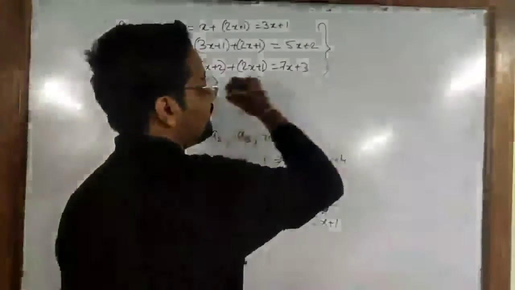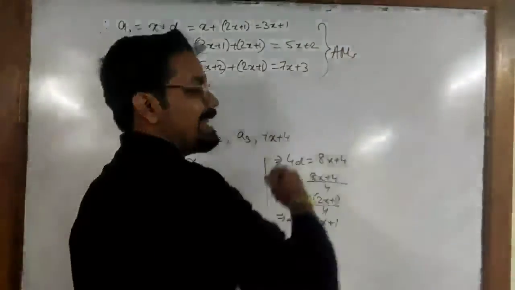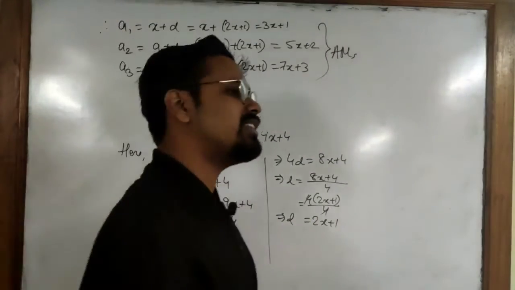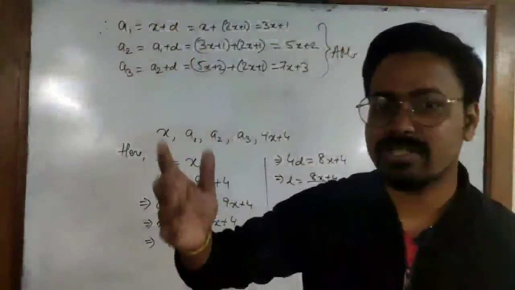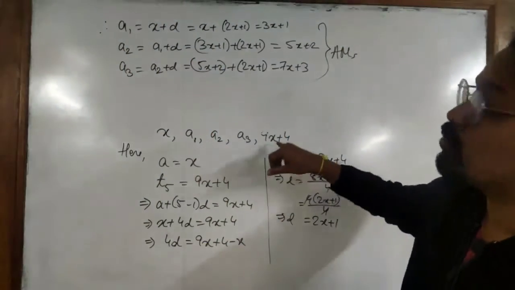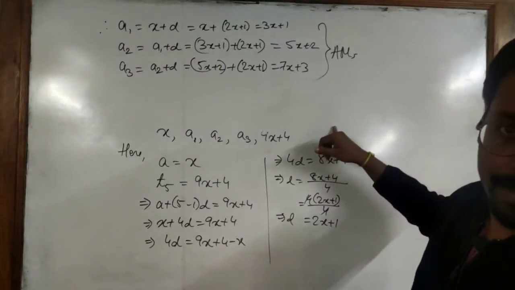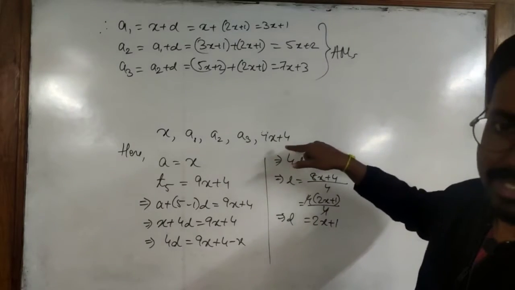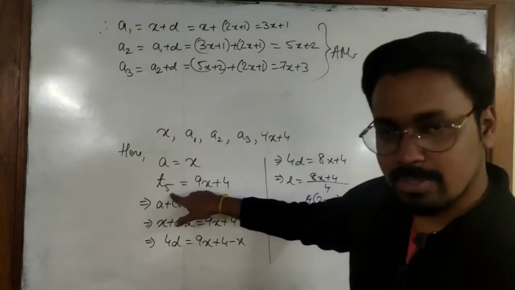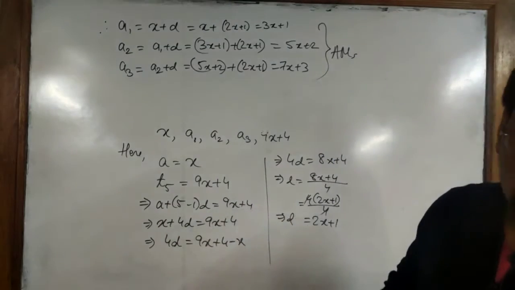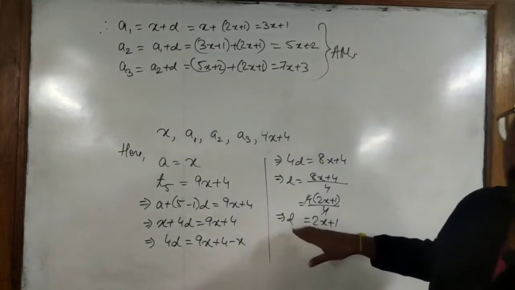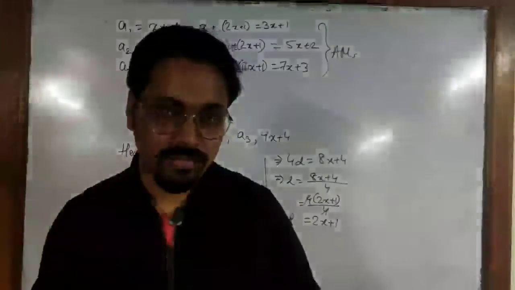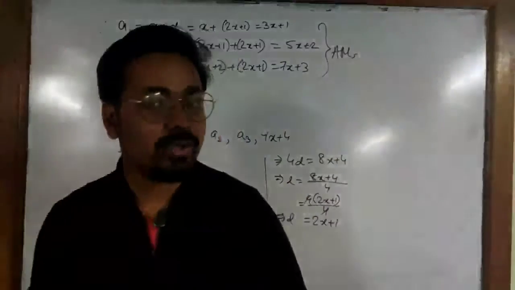So these are the 3 arithmetic means that we had to insert between x and 9x plus 4. Whatever the number is, if you have to find 5 arithmetic means, then you will write A1, A2, A3, A4, A5 and then the last term. As a result you will get the position of the last term. Suppose in this case it is the fifth term. So put the values in a plus (n minus 1) into d and find the common difference from here. Once you get the common difference, you can find the arithmetic means one by one by adding the common difference to the previous term. So that's how we do question number 3.